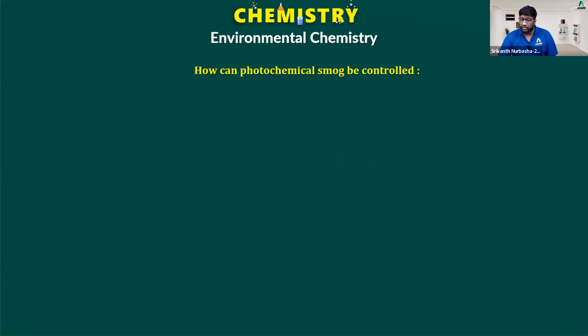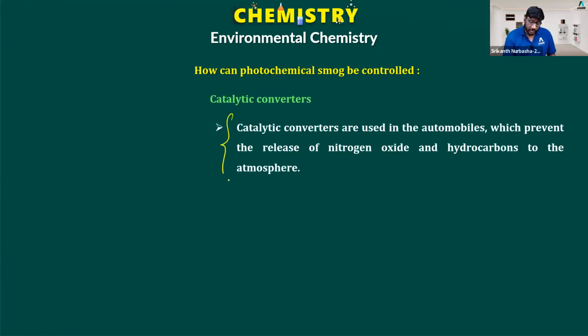What is responsible for photochemical smog? It is the oxides of nitrogen and hydrocarbons. They react, right? So catalytic converters are used in automobiles, which prevent the release of nitrogen oxide and hydrocarbons to the atmosphere. They won't be releasing the nitrogen oxide and hydrocarbons. This is what catalytic converters mean. Catalytic converters are used in automobiles, which prevent the release of nitrogen oxide and hydrocarbon to the atmosphere.